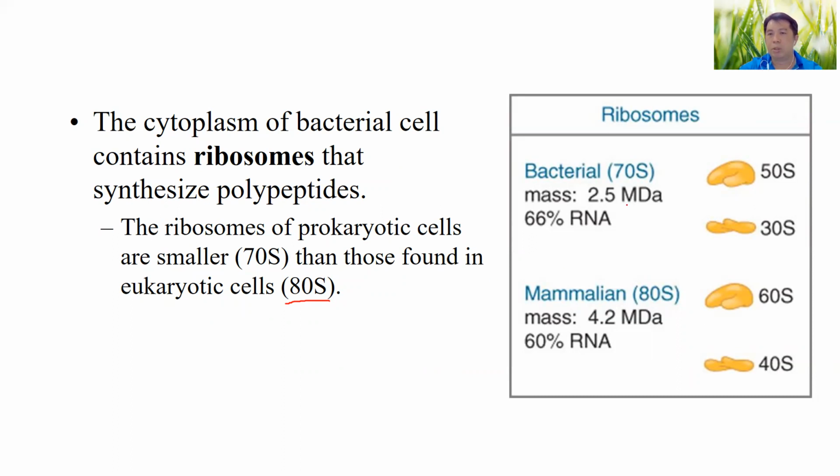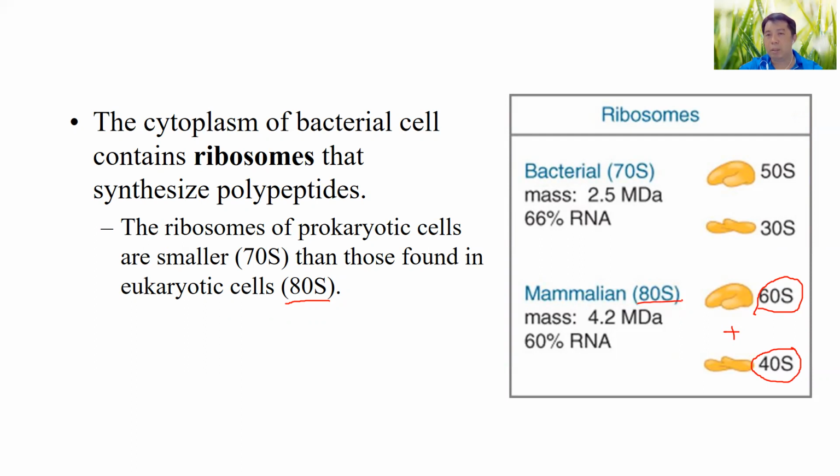From here, previously you already learned the ribosome is made up of two ribosomal subunits, as you can see in eukaryotic cells. The large ribosomal subunit is 60S, and the small ribosomal subunit is 40S. When these two combine to form a functional ribosome, it has 80S.